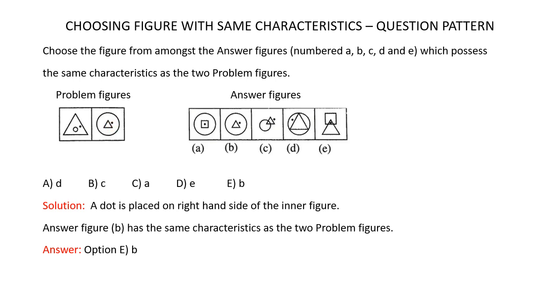Now when you look at the answer figures, you will see that in answer figure B, the dot is placed on the right side of the inner figure. So clearly answer figure B has the same characteristic as the two problem figures. So the correct answer is option E, B.